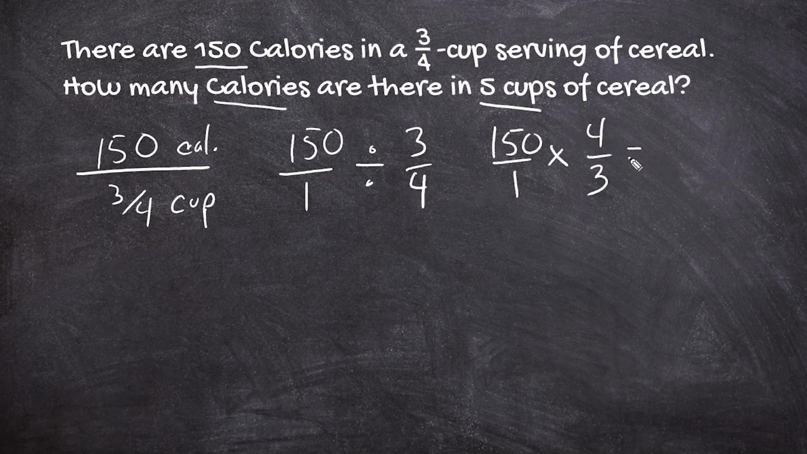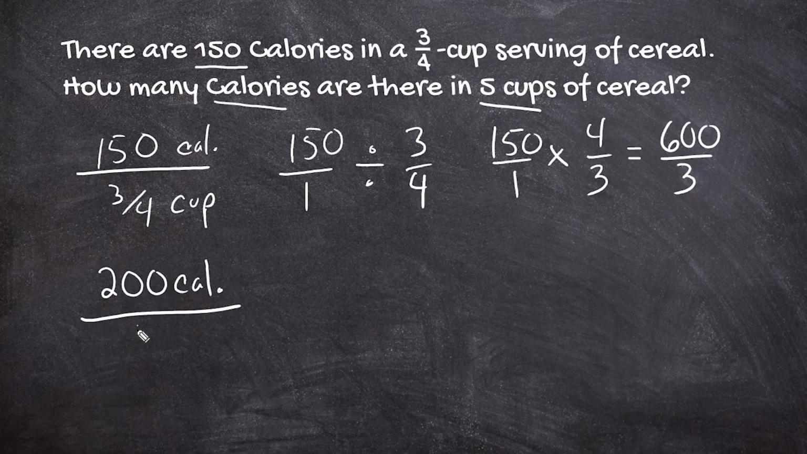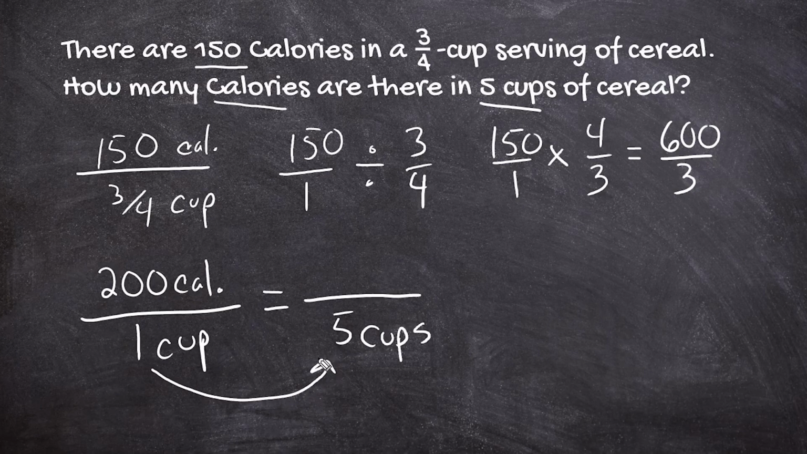All right, so that gives us a numerator of 600 and a denominator of 3, and 600 divided by 3 is equal to 200. So our unit rate is 200 calories per cup of cereal. So what we're going to do now is scale that up to 5 cups of cereal. And obviously, to get from 1 to 5, we would have to multiply by 5. So we have to increase the numerator by the same factor. So we take 200 and multiply by 5, and that gives us 1,000 calories, which is our answer. There are 1,000 calories in 5 cups of cereal.